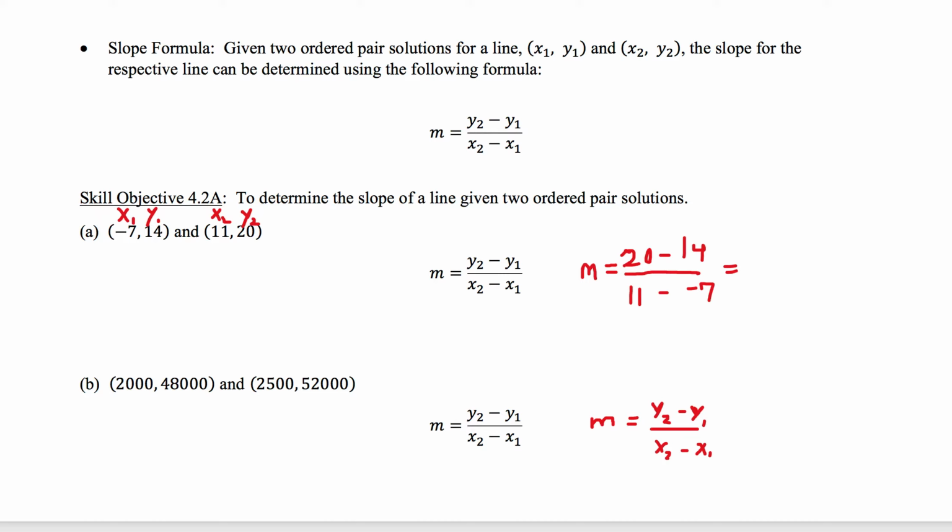All right, so let's do some simplifying. On the top, 20 minus 14 is 6. You can use your calculator for any of this that you feel like you need it to. 11 minus -7, remember that we're going to make this a plus, and if we change this one to a plus, we're also going to change this one to a plus. So it's really the same thing as 11 plus 7, which would be 18. And then we're going to reduce that fraction. They're both divisible by 6. 6 goes into 6 once. 6 goes into 18 3 times. So our slope will be 1/3 for that first problem.